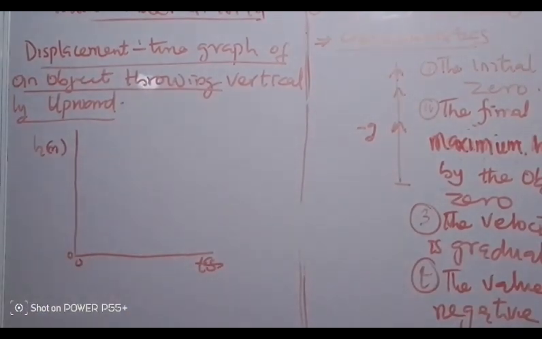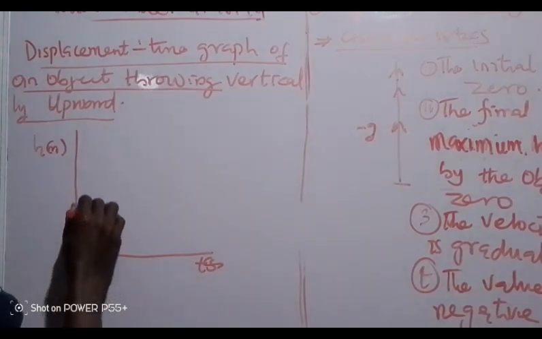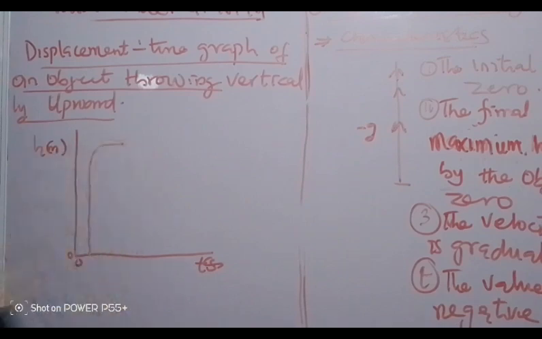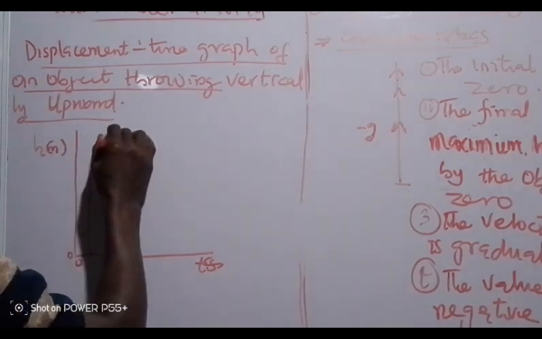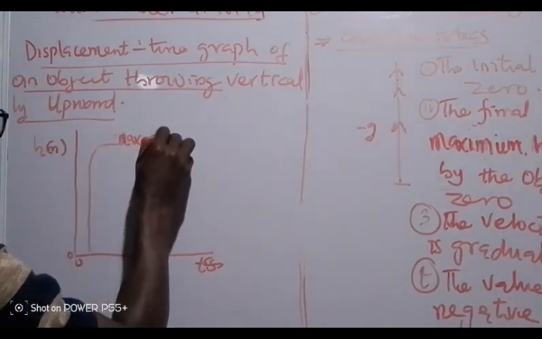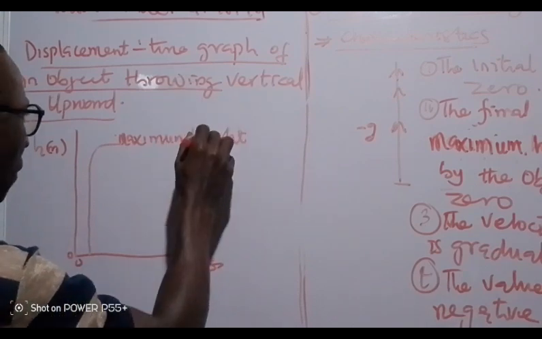Let's say this is the origin. The displacement time graph, since the object is moving up, will be like this. On reaching the maximum height, then definitely it will curve. So this is the maximum height now. That is how the displacement time graph will look like.